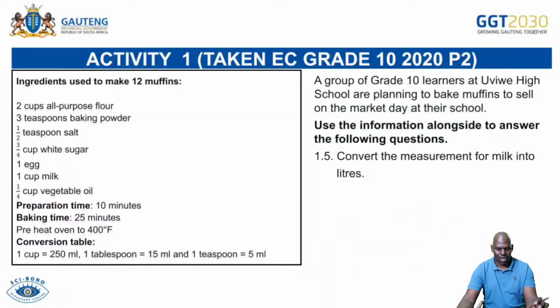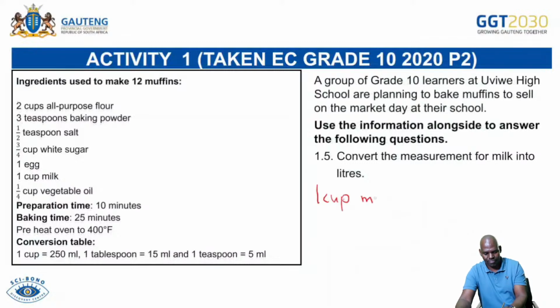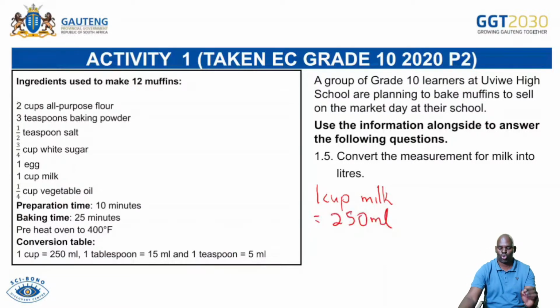Okay, then number 1.5, convert the measurement for milk into liters. The ingredient for milk is 1 cup of milk. We know that 1 cup is 250 milliliters, so this is actually the same as 250 milliliters of milk.